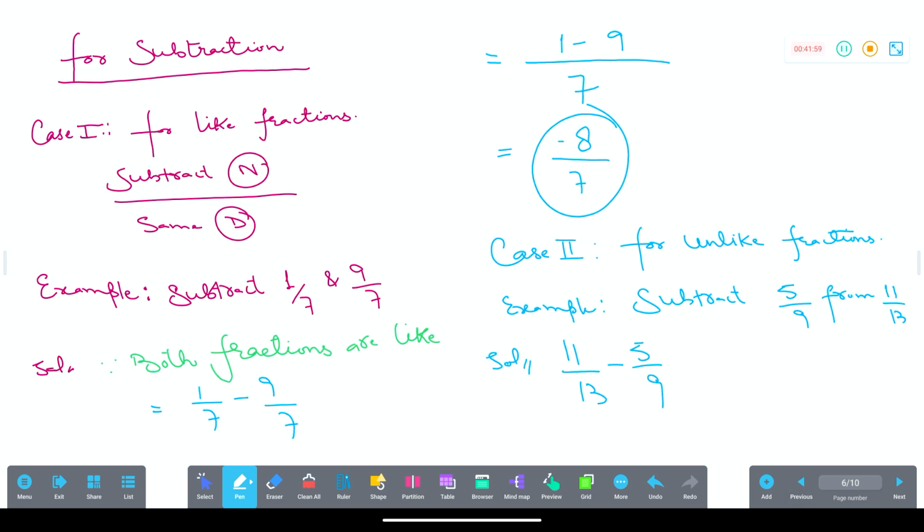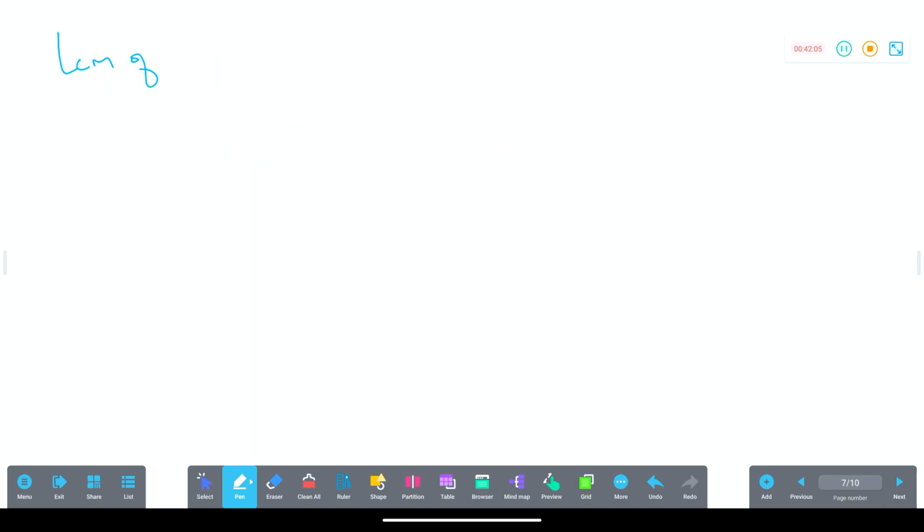So I will take the LCM of 13 and 9. Take the LCM of 13, 9. Starting with the table of 2, none of the numbers come in the table of 2, so we will carry on with 3. 13 as it is because it will not come in the table of 3. 3 nines are 9. Again with 3. 13 as it is, 3 ones are 3. Now with 13, because 13 is a prime number, 13 ones are 1.